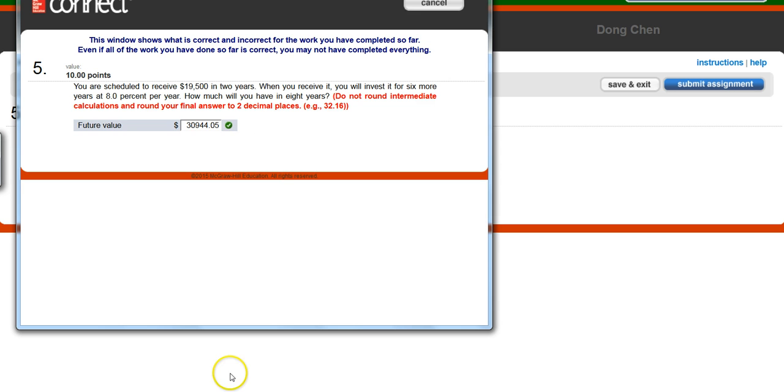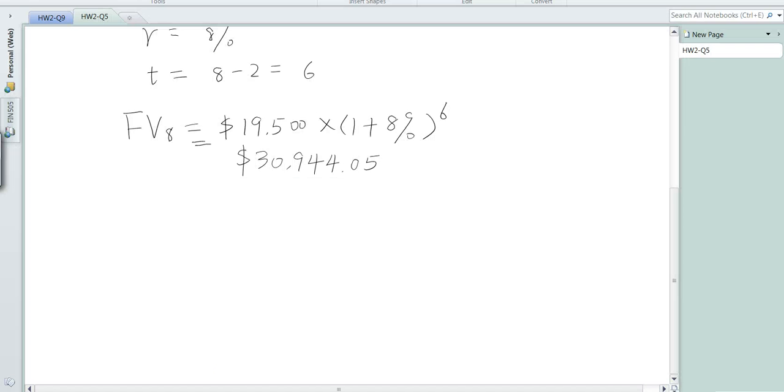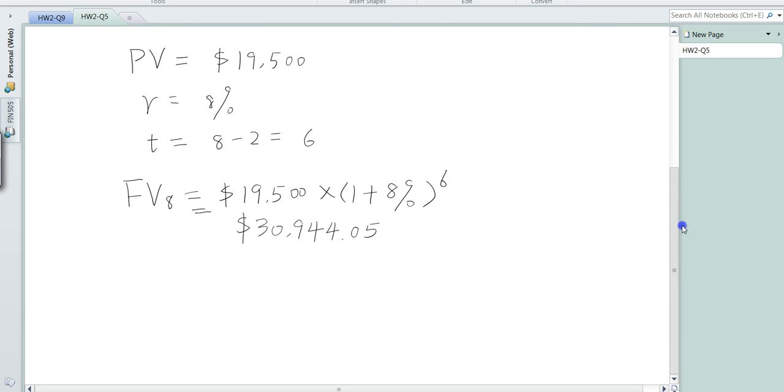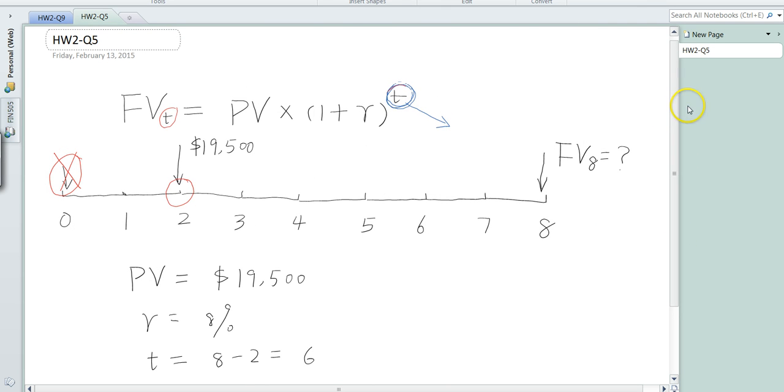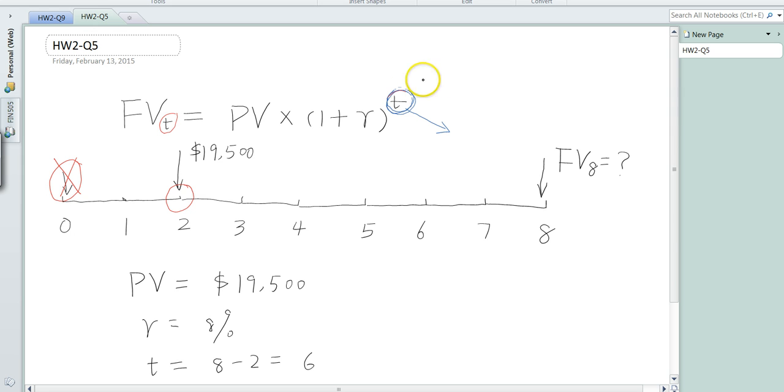Again, what I want to stress here is that I just used this example to show you that in the formula, the power stands for the number of years, or number of periods if it's a non-annual compounding interest rate, between the year when you receive the cash flow and the future date. All right, so that's it for this discussion.